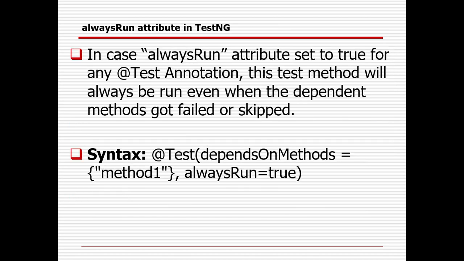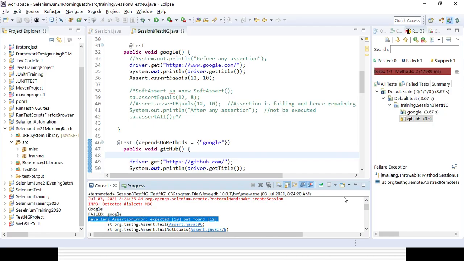The alwaysRun attribute is also linked to that. Suppose my dependent test case has failed, but I still want to execute the remaining one. Then you need to use alwaysRun. It does not matter whether your dependent test case fails or passes, it will always run. In case the alwaysRun attribute is set to true for any @Test annotation, the test method will always be executed even when the dependent method failed or was skipped, and it will give you the result. It's like that here. I can make it alwaysRun with a comma.